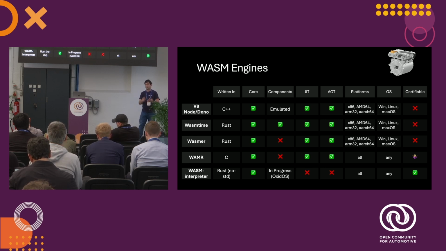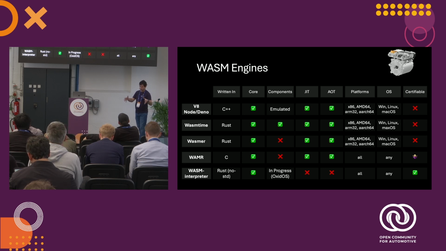It JITs code, it compiles code ahead of time if necessary, works on all big platforms, so x86 and ARM, but needs an operating system. Definitely needs an operating system. It's going to be a mess in certification. There's no way that somebody can certify a compiler like V8. There's no way.